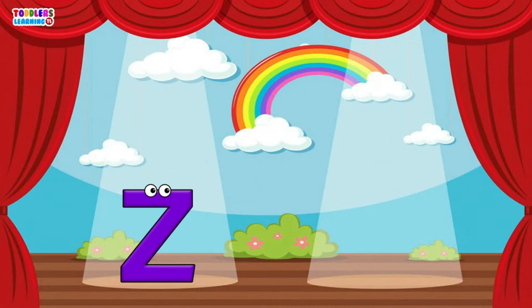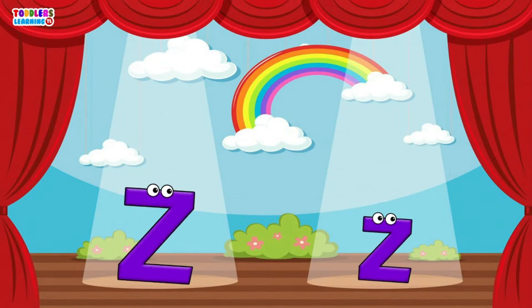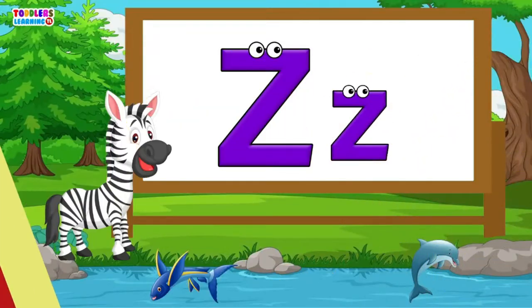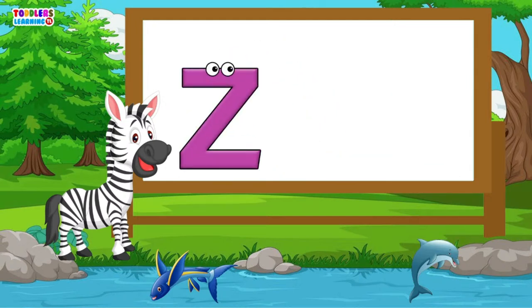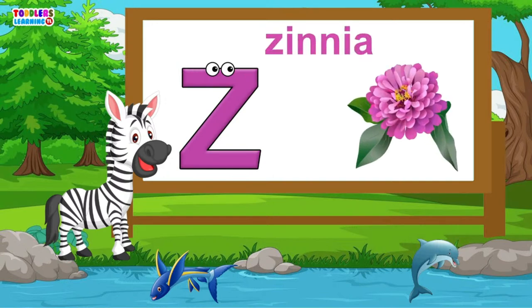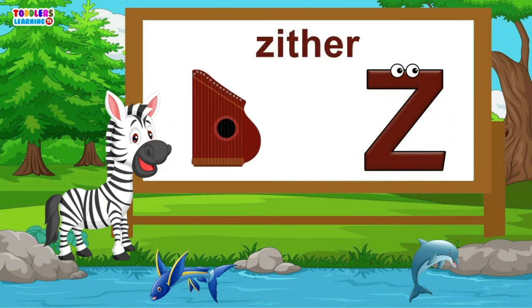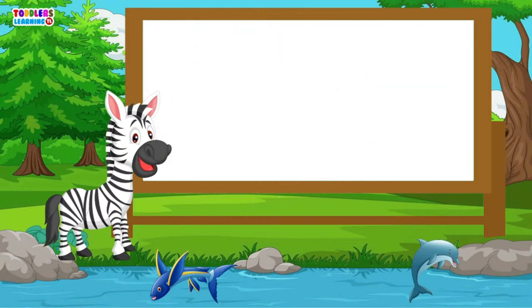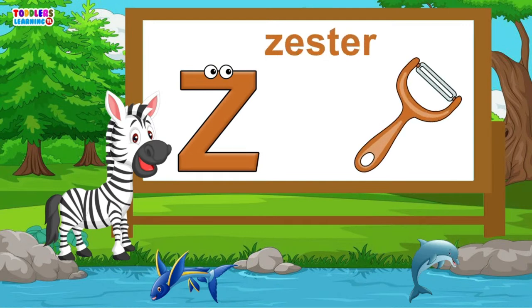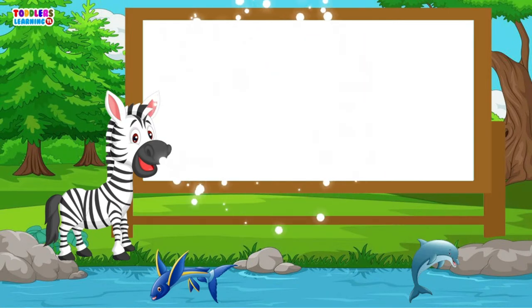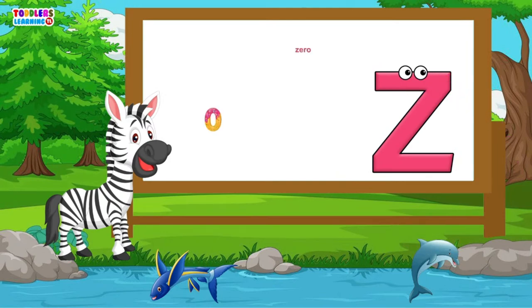This one is uppercase Z. This one is lowercase Z. Today we will learn different words that start with letter Z. Z. The sound of Z is Z. Z for zinnia. Z for zither. Z for zester. Z for zero.